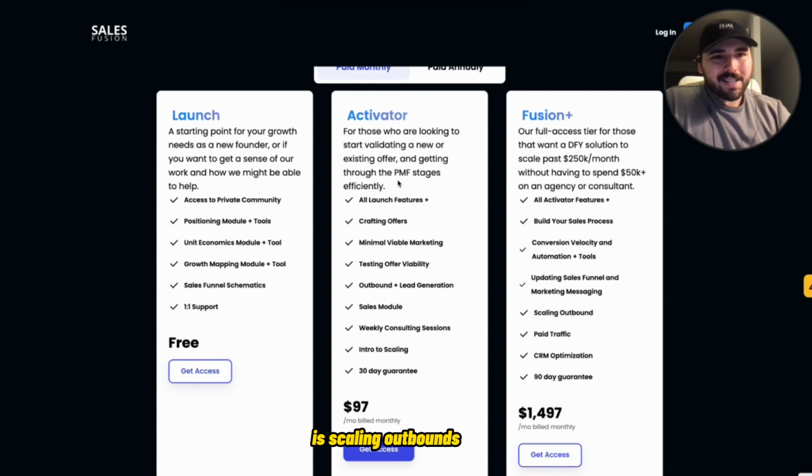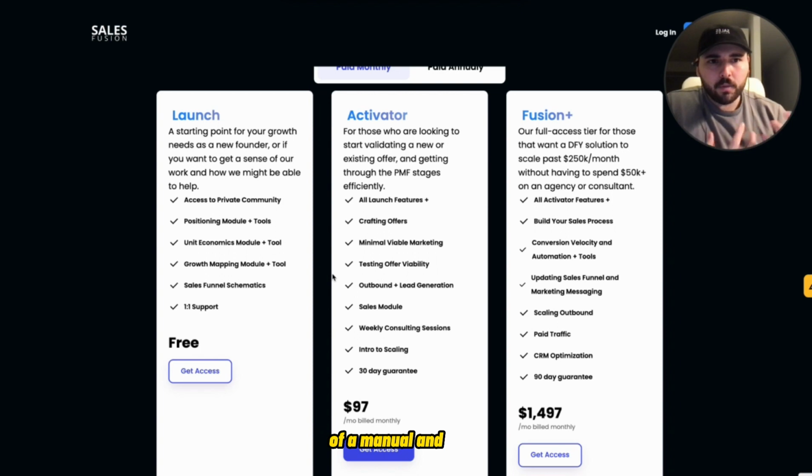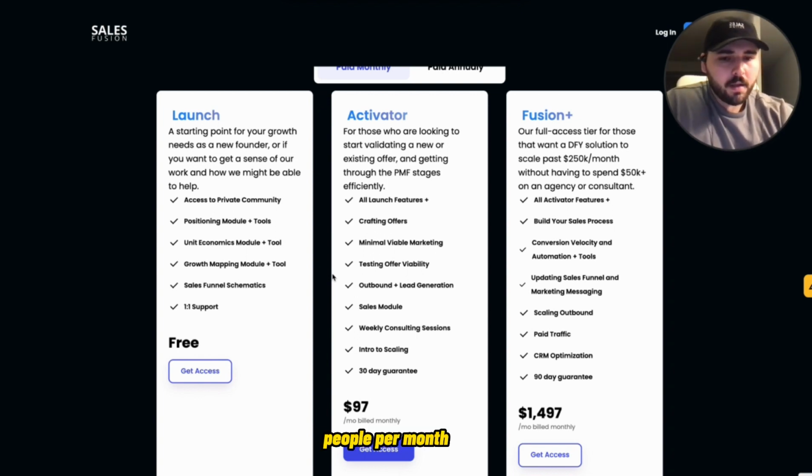Then what we're also going to cover here is scaling outbound. So instead of the activator, where we're maybe doing a little bit more of a manual and personalized outreach strategy, in the Fusion Plus, we're going to actually get into how to achieve more scaled results with outbound, where we reach out to 10, 15, 20, 30, 50,000 people per month via outbound. We're also going to get into paid traffic here. Okay, so at this point, you can scale pretty high without paid traffic, but if we want to get to that 100, 250K plus mark, we're going to need to use some paid traffic mediums, and then we're also going to get into CRM optimization there.